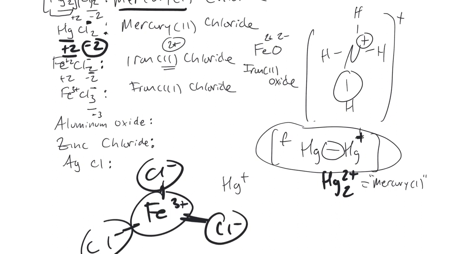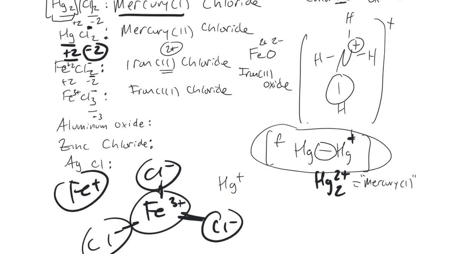And then if you're picturing a solid of iron chloride, then you'd probably be thinking that there's another iron over here, chlorides hanging off of it as well, where we have this extended structure of plus and minus alternating throughout the structure.